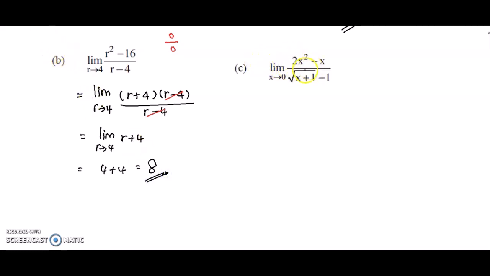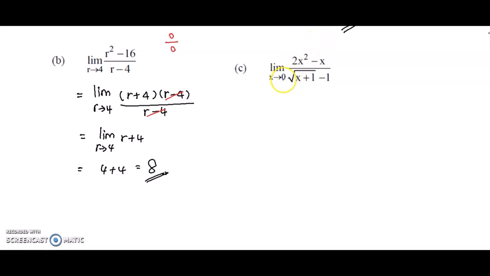For question C, we can see that we have a polynomial on top. We have this surd function below. So probably later on, we might use the conjugate and also factorization. But before this, we have to test with the substitution first.